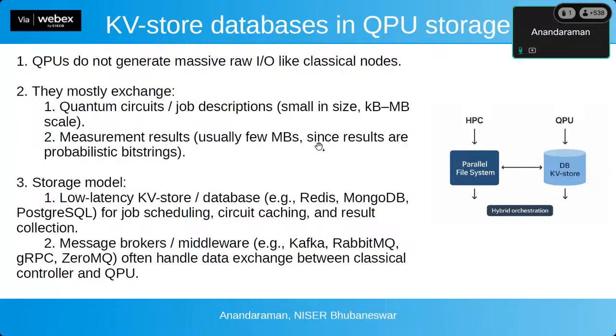Usually a few MBs, since results are probabilistic. Only the probability bit strings are going to be stored. A low latency KV database, so databases like MongoDB, PostgreSQL can be used. Kafka, RabbitMQ, many things are coming. People are testing everything, so nothing is finalized till now. It's in the lab only till now.